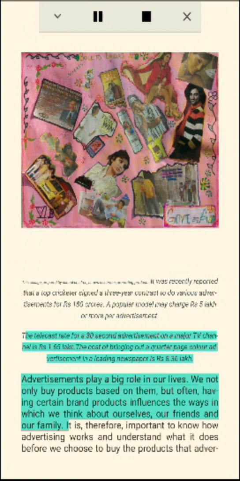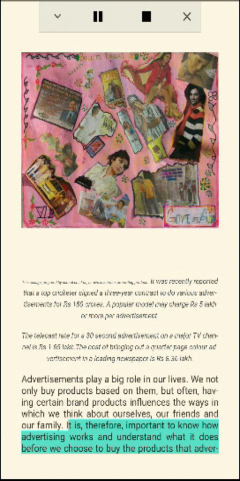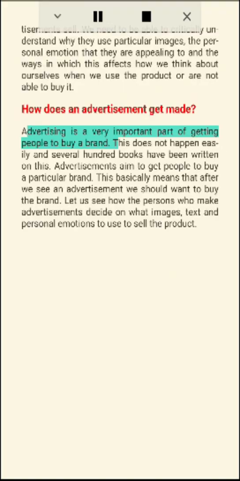Advertisements play a big role in our lives. We not only buy products based on them, but often, having certain brand products influences the ways in which we think about ourselves, our friends and our family. It is, therefore, important to know how advertising works and understand what it does before we choose to buy the products that advertisements sell. We need to be able to critically understand why they use particular images, the personal emotion that they are appealing to, and the ways in which this affects how we think about ourselves when we use the product or are not able to buy it.